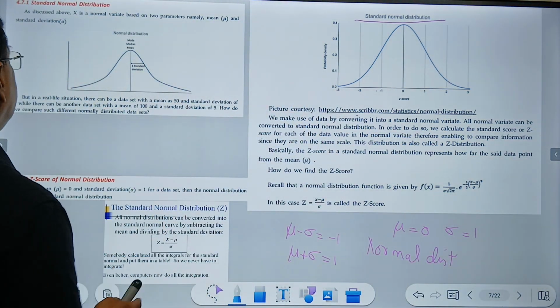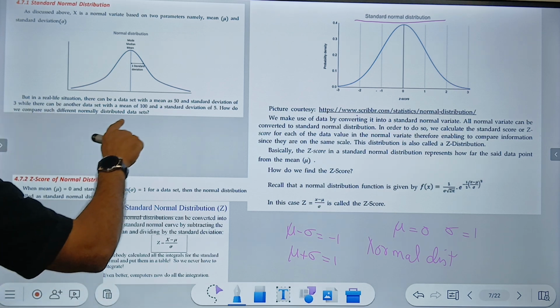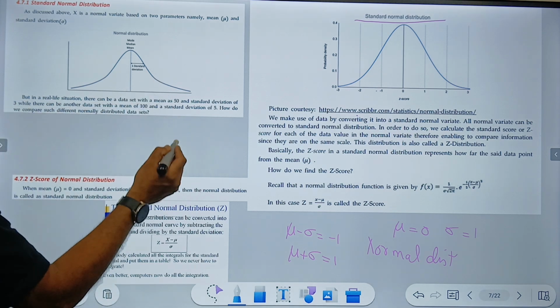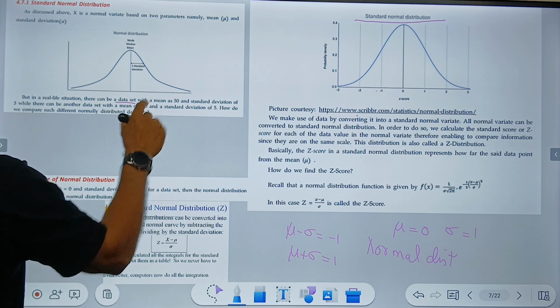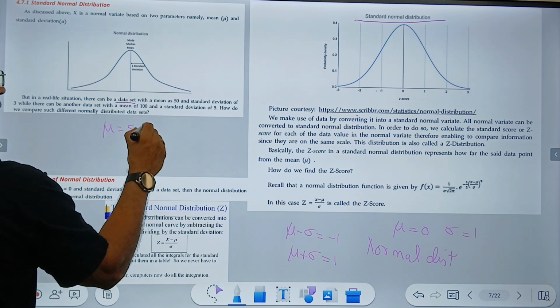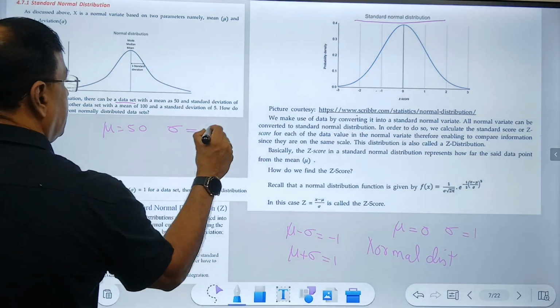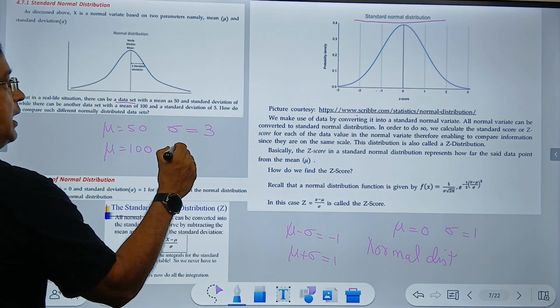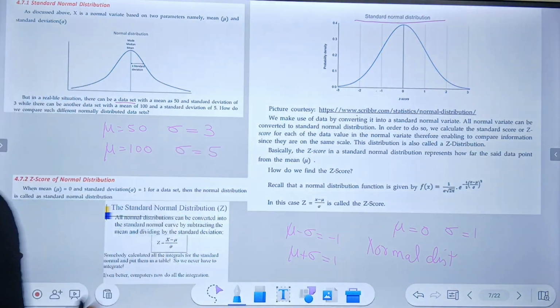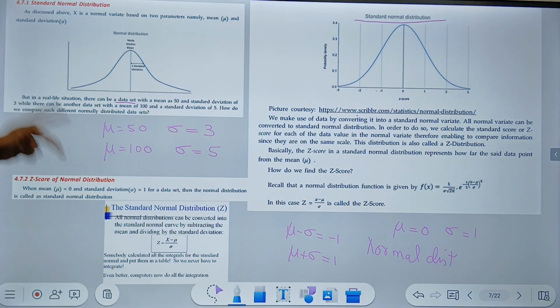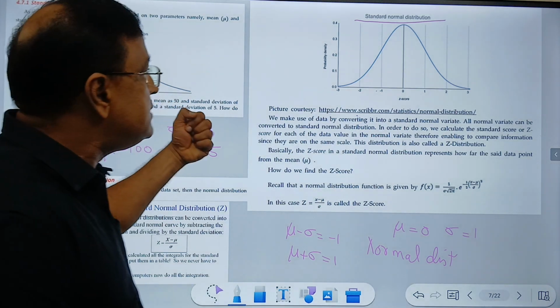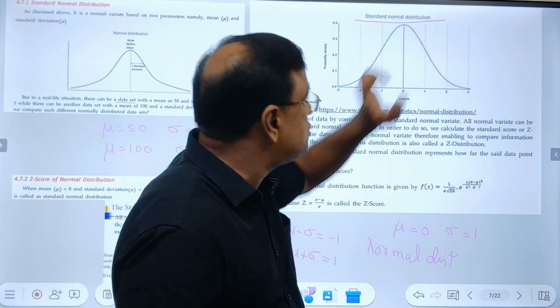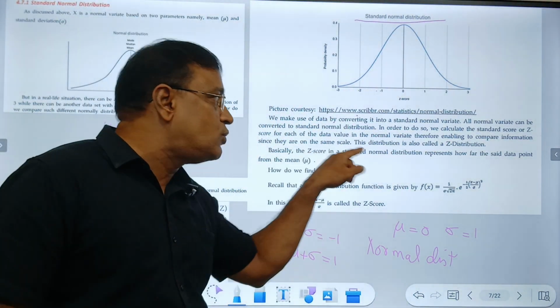What exactly happens? See, in real life, if you have two data sets, where in one your mean is 50 and standard deviation is say 3, and you have another data set where your mean is 100 and your standard deviation is 5, how do I compare the two data sets? It becomes difficult. So how do I standardize it? I standardize it by putting it under the standard normal distribution by introducing a z-score.